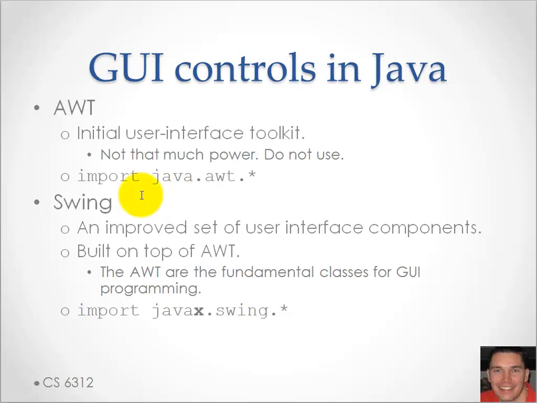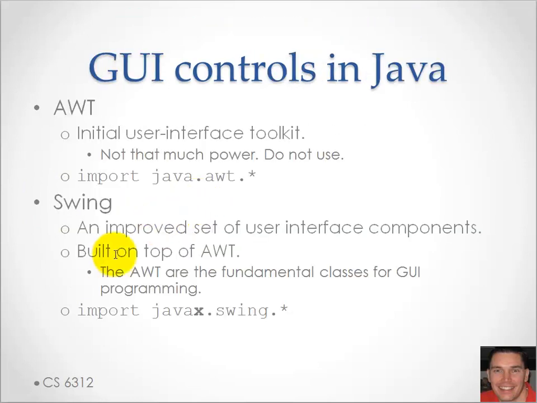Now, I do want you to know, historically, the first type of GUI controls became available with the AWT, which was known as the Abstract Windowing Toolkit. That was the very first version of being able to create a GUI application with Java. You can still do that, but it's a very outdated framework and it doesn't have that much power. So what has been developed is known as the Swing framework, which is an improved set of user interface components.